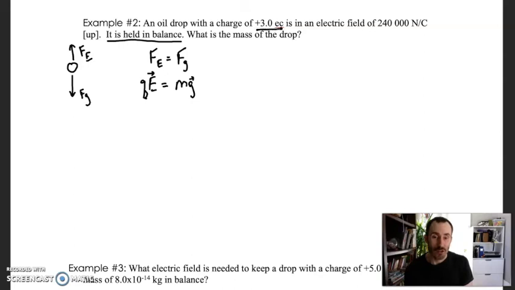So we are given the charge. That's in ECs, so we should probably put that in coulombs. We're given the electric field strength. We are not told the mass of the drop. Okay, we always know that g is 9.8. So we're trying to solve for m. We're going to divide by g: mass times 9.8, divide by 9.8 to get the mass by itself. So we end up with mass equals QE over g.